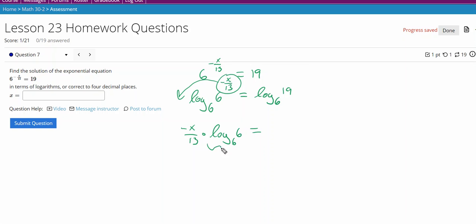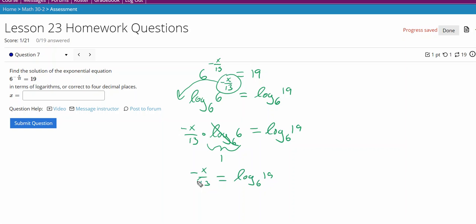And that's nice, right? Log base 6 of 6, we know that that's just equal to 1. Okay, so anyway, that cancels really. It's really gone now because it's just 1 times 1. So what we have left is log base 6 of 19. Okay, so this isn't too bad now. So now we've got negative x over 13 is equal to log base 6 of 19.